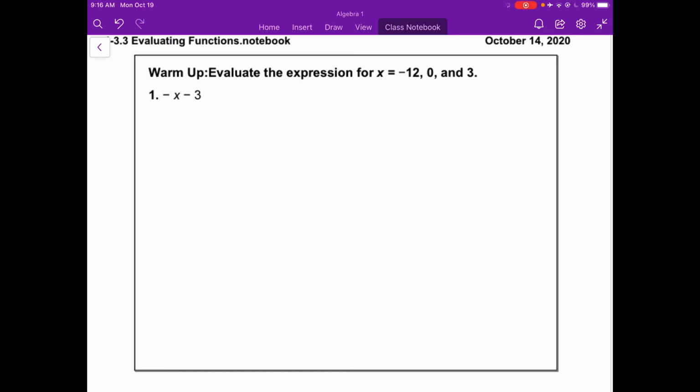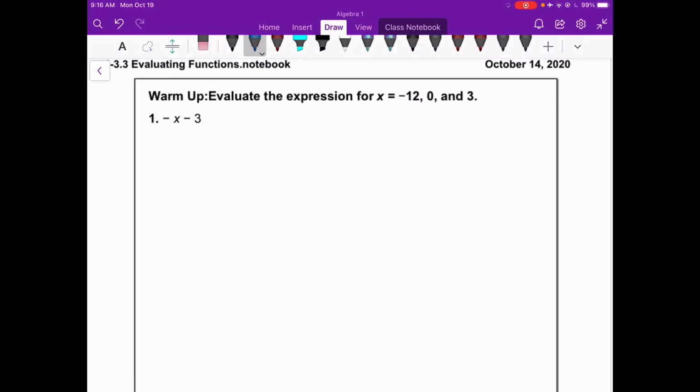Hey guys, today's lesson is 3.3 and you're going to start by just doing this warm up on your own. So pause the video, try this problem, and then check your answer. You're evaluating this expression for these values.